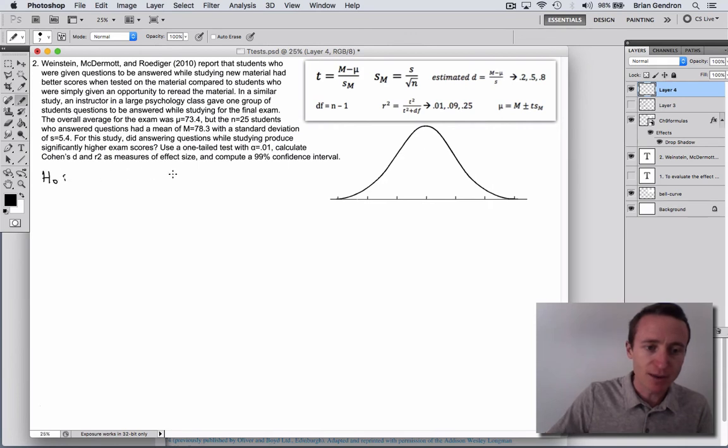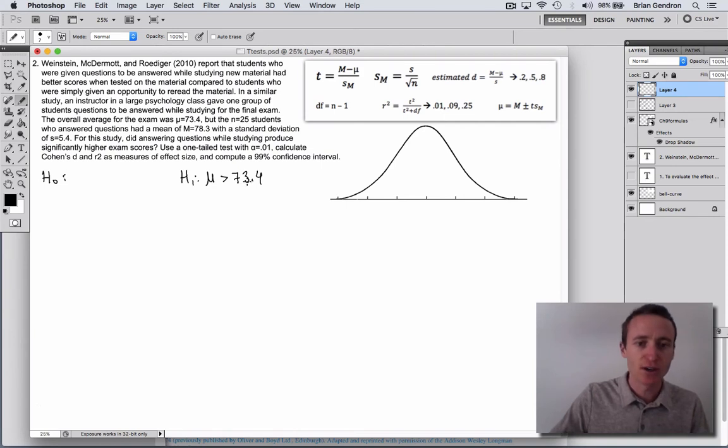As I was saying in an earlier video, for a one-tailed test, I tend to start with my alternative hypothesis because the alternative hypothesis is the one that has your prediction. And so the prediction is that you expect scores to increase. They will be higher than 73.4. 73.4 is what people had on average without the treatment, and we expect the average to increase. All right, and therefore the null hypothesis says no, they will not increase. They might even go down or they'll stay the same.